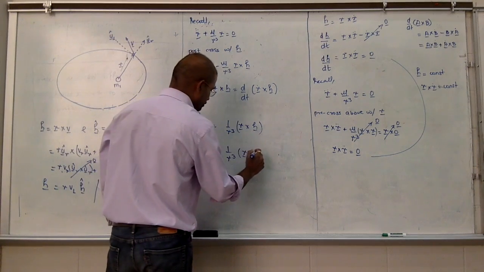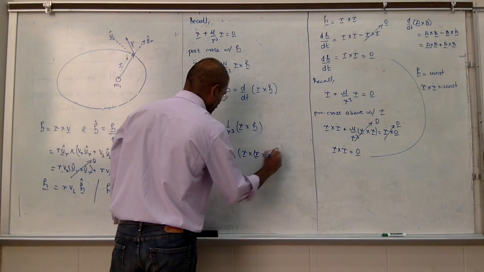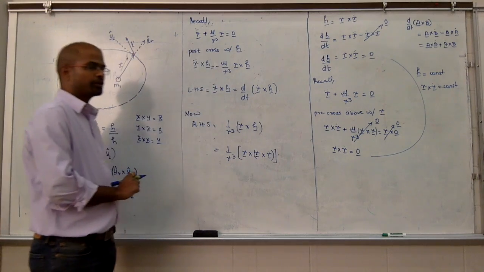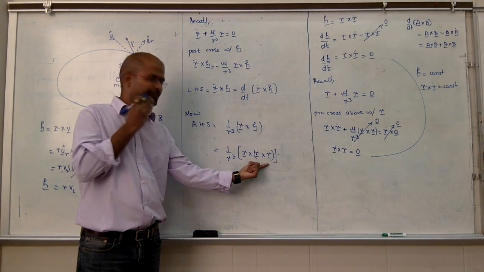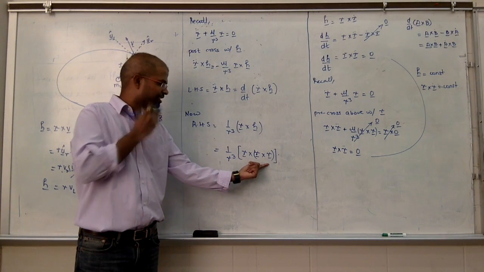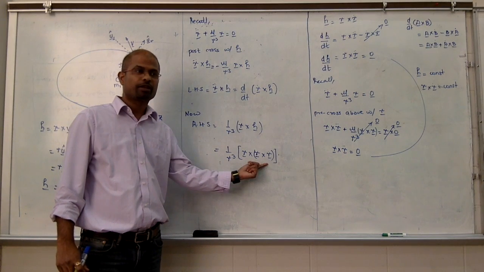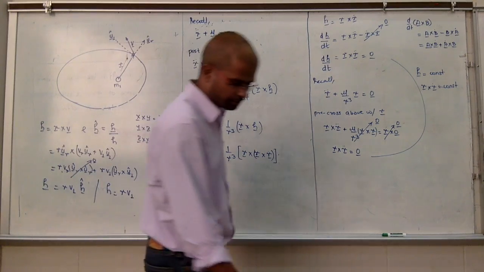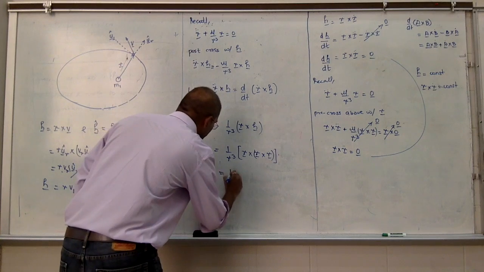So what is h? r cross r dot. I'll just replace this with this. Now what is this? Remember your vector triple product. This is a cross b cross c. So you have to use the BAC minus CAB rule.